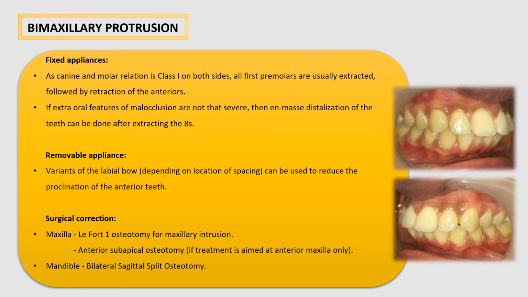And for the mandible, you can subject the patient to a bilateral sagittal split osteotomy. That's only in severe cases of bimaxillary protrusion. However, under normal circumstances, fixed or removable appliances will suffice and you can achieve excellent results.